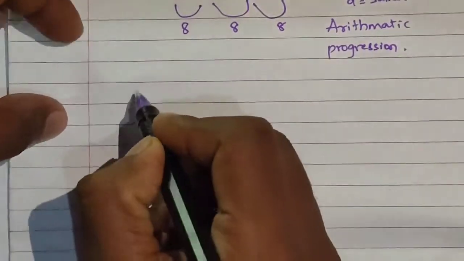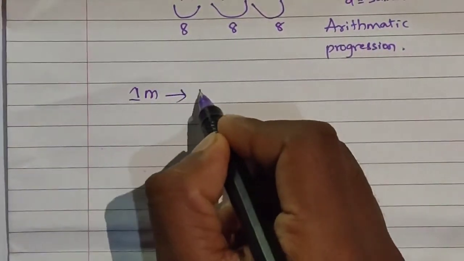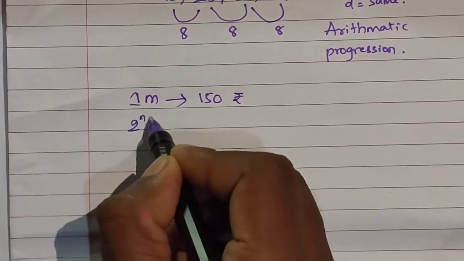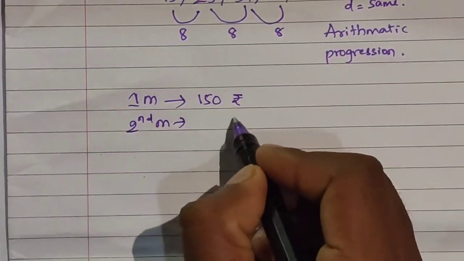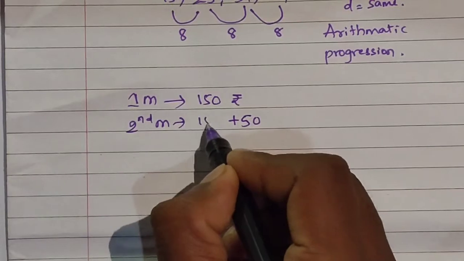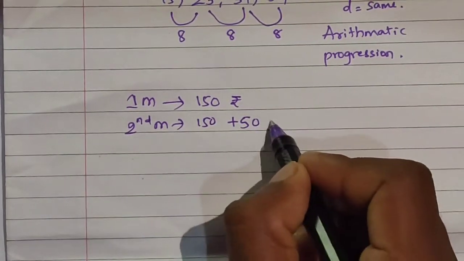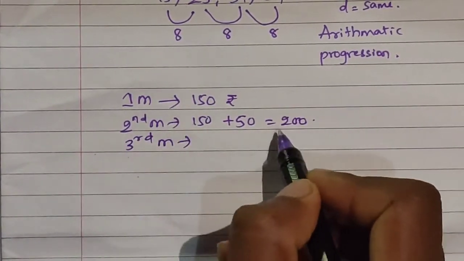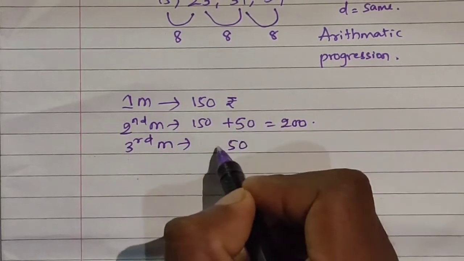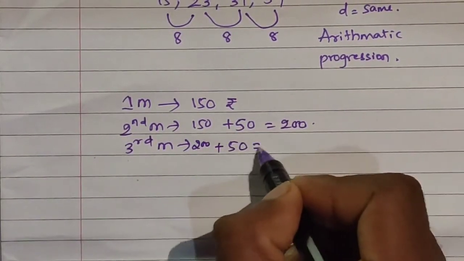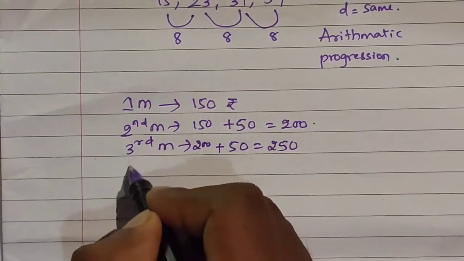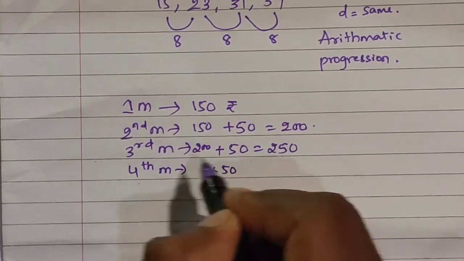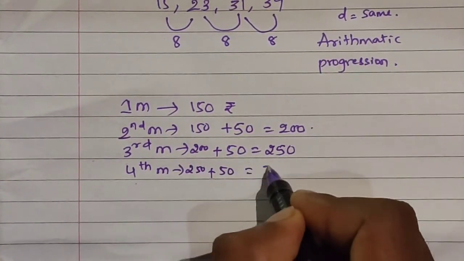In that well, for the first meter of digging, they are giving the amount 150 rupees. If we are digging the next meter, that is the second meter, they are giving 50 rupees extra. Before they gave 150 rupees, now they give 50 rupees extra. Total is 200 rupees. For digging the third meter of that well, they are giving again 50 rupees more than the previous one. Previously they gave 200. 200 plus 50, total value 250. Similarly, for digging the fourth meter, they are paying again 50 rupees extra to the previous one, that is 250 rupees. By adding this number, we are getting 300.